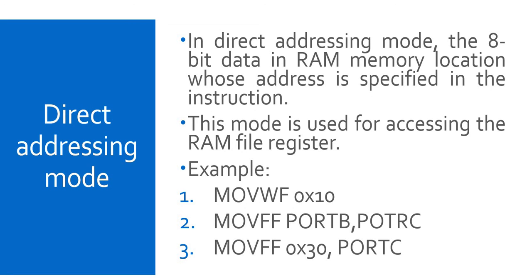Then you have direct addressing mode. Here you don't have any L letter. L letter stands for the literal value. So here we don't have L, which means the value provided in the instruction, that is 0x10, is not data, it's an address. Address of what? File register.